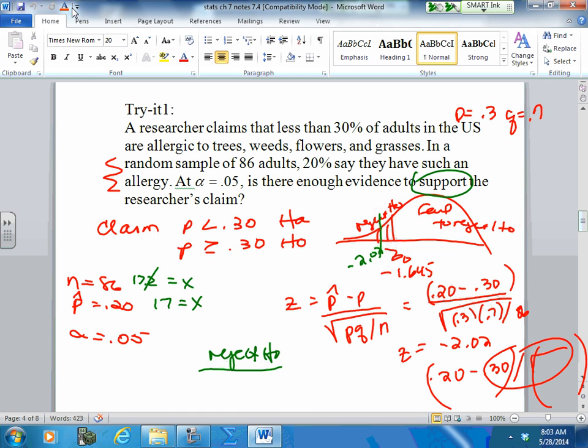Question? The p-value? Okay, so we look up your p-value, and we test against your level of significance. So if you wanted to test against your level of significance, we look in your chart for negative 2.02. So look up negative 2.02.